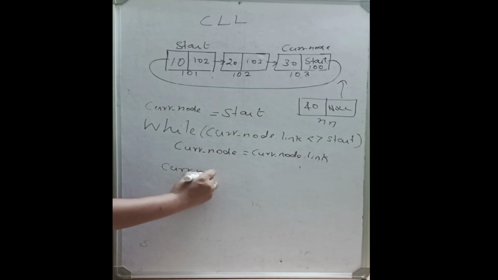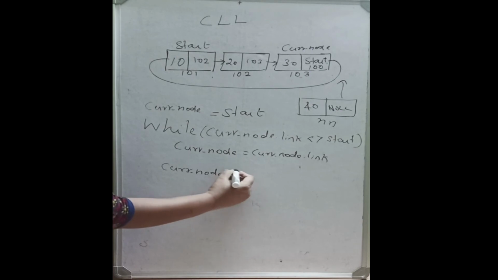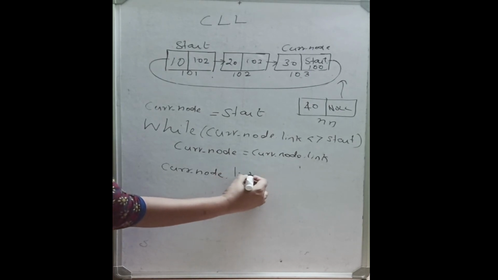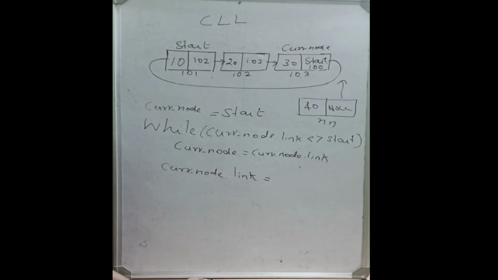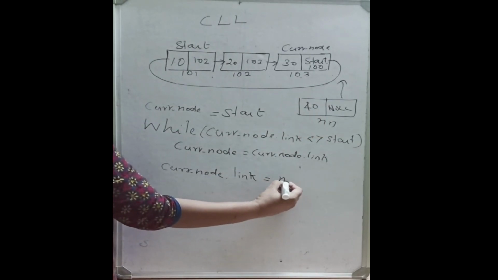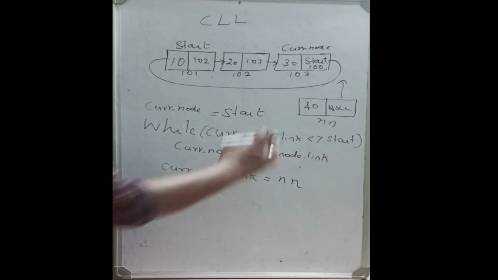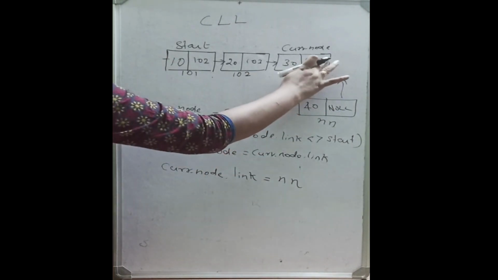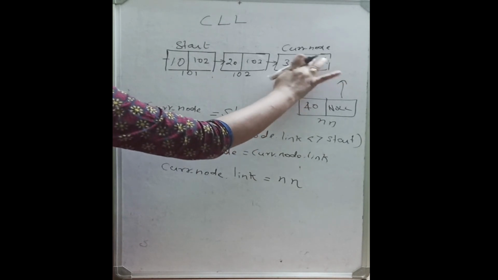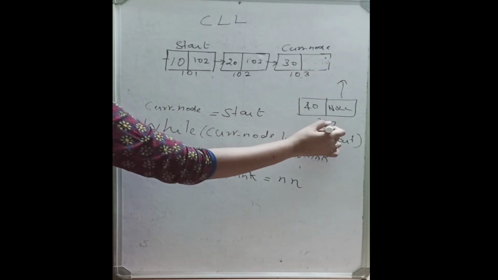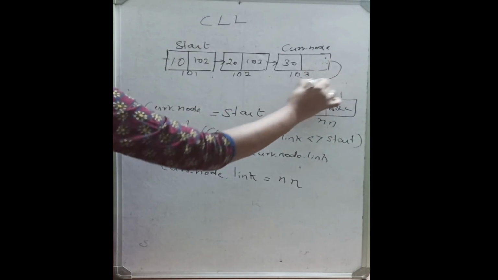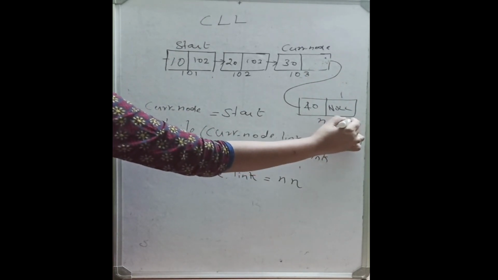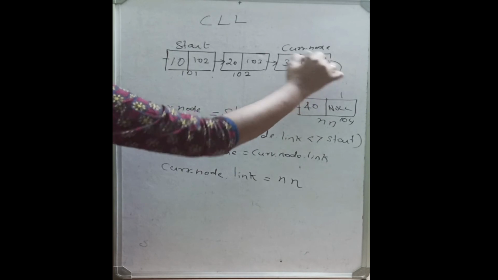The current node dot link, we have to store the address of the new node. So the link will be created like this. So now this is not the start anymore. Here we are going to store the address of this node. This node address may be 104. So 104 will be stored.